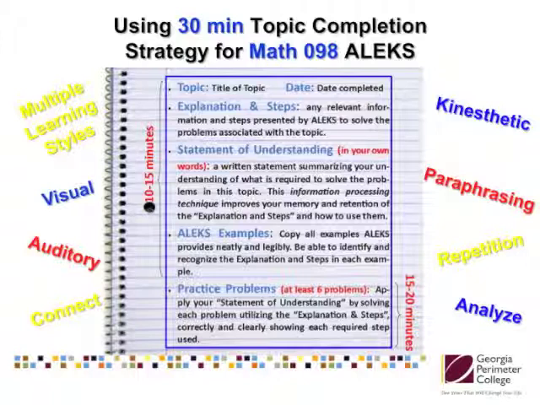You want to do more than the 3 suggested problems in Alex. I would suggest doing 6. The reason that we want to do more than the 3 is because the problems get progressively harder. The first couple may be easy, but if you work all the way through problem 6, the problems will get more difficult and you'll be able to understand those explanation and steps in those harder problems just as you would in those easier problems.